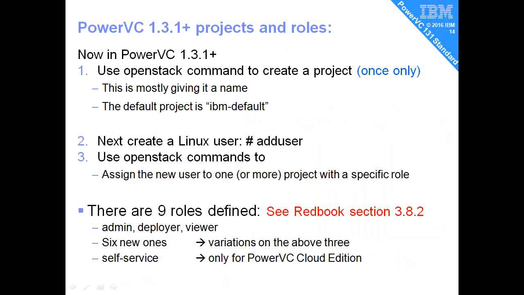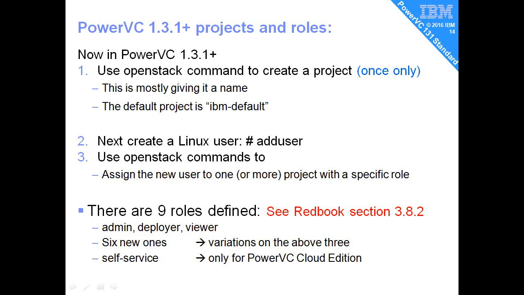So let's move to the specifics of how we control these projects and roles. There's one command we use to actually create a project. Don't forget the IBM default is there already. And this is mostly to give it a name. There are some attributes, but we don't have to go there. Then, in the example we have dev and test. So we're going to run the create project command twice, once for each project.